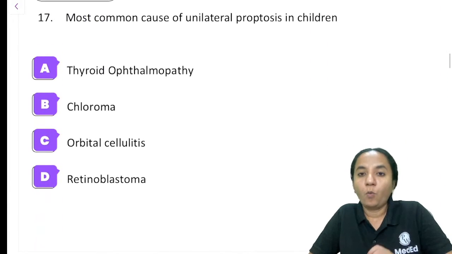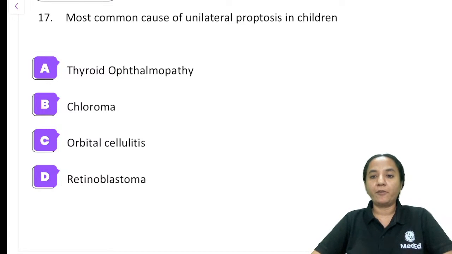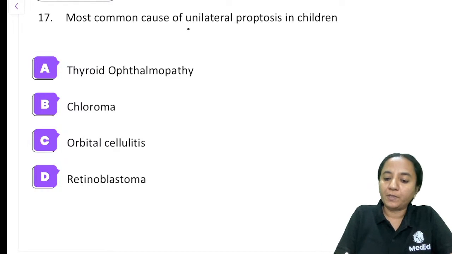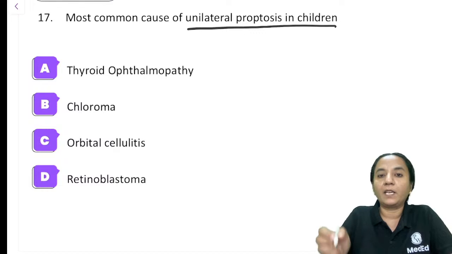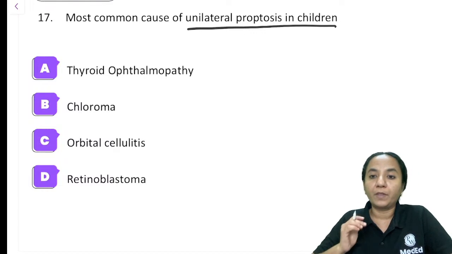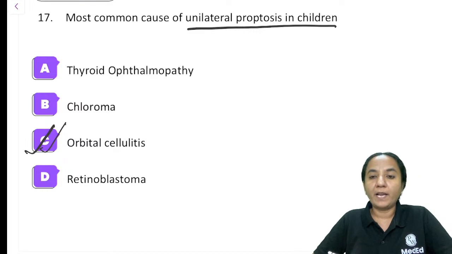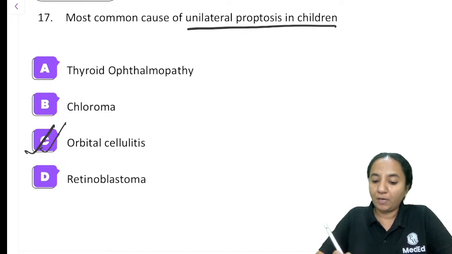Next. What is the most common cause of unilateral proptosis in children? Very, very important MCQ. So proptosis in children is usually unilateral, and the most common cause of this is orbital cellulitis. Orbital cellulitis is the most common cause of unilateral proptosis in children.